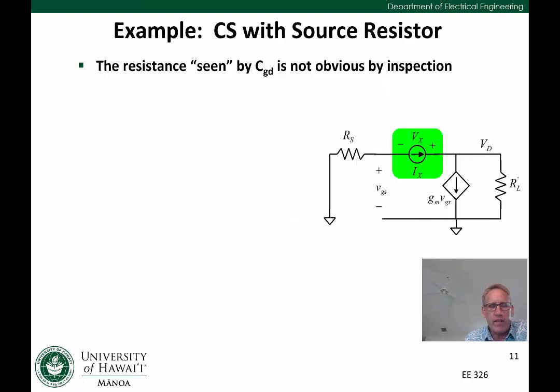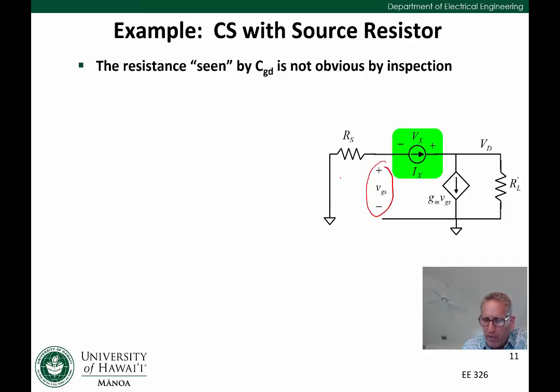Okay, first thing we can notice is what this value of VGS is. We have a current Ix that's getting pulled through Rs, so we can write that VGS is equal to minus Ix times Rs, right? The next thing we can notice is we can determine what this value of VD is. How do we do that?